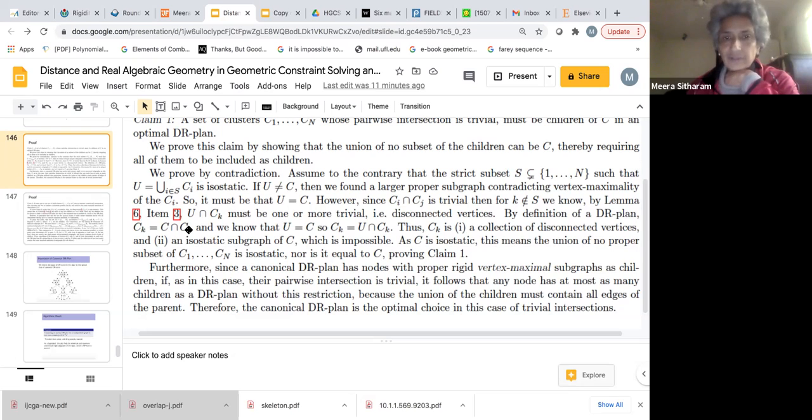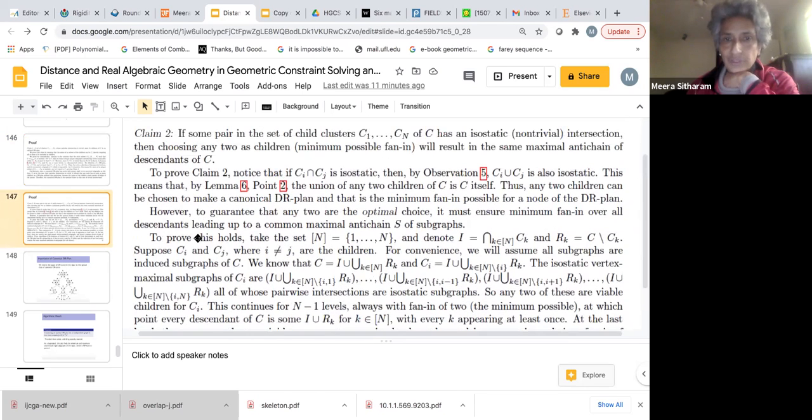Now we have to consider the case of non-trivial intersections, and that's essentially what claim 2 is talking about. If some pair of the child clusters has a non-trivial intersection, then choosing any 2 as children will result in the same maximal antichain of descendants of C. This is basically saying that all the intermediate nodes that we would have would all have a fanon of 2, so you're not really doing any worse than the optimal DR plan.